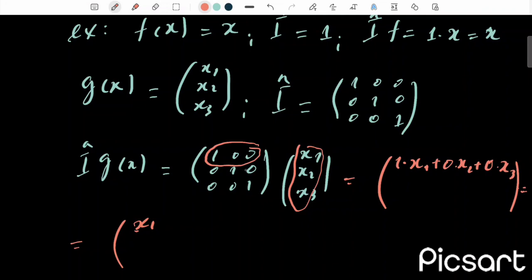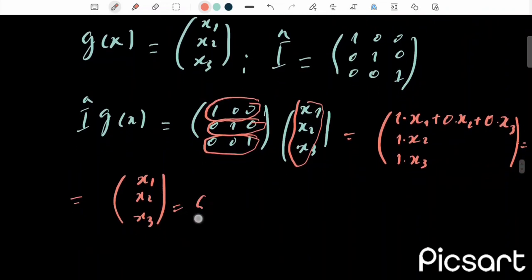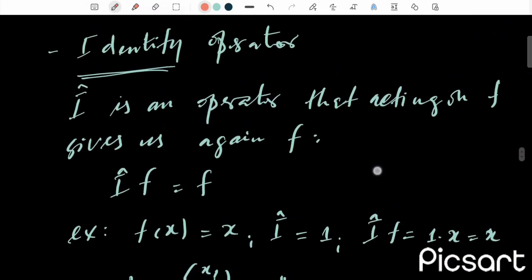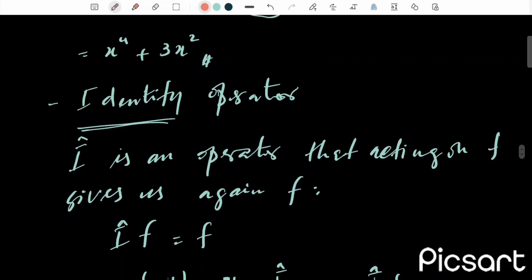The same thing we must apply to the second line, to the same column, and we get only 1 times x2, and when we apply the last line to the same column, we get 1 times x3, so that here we have x1, x2, and x3, which is equal to the g function, as we can see from here. Okay, this is an example of the identity operator.